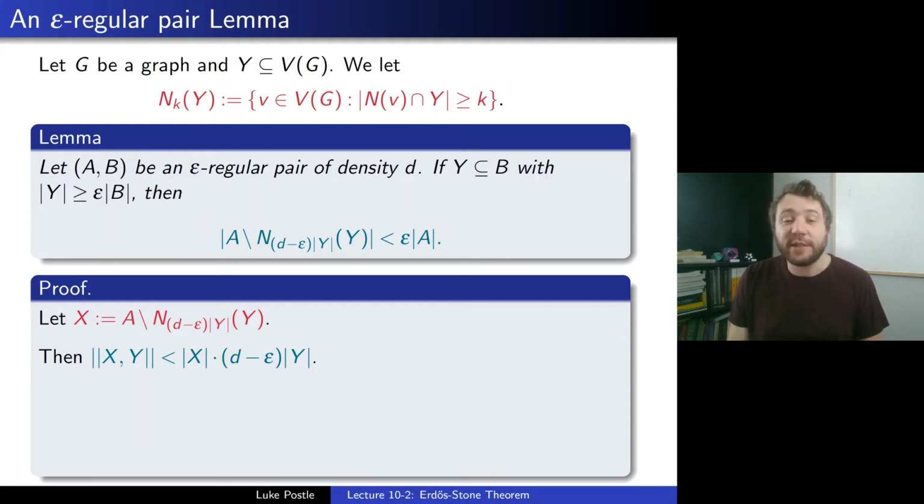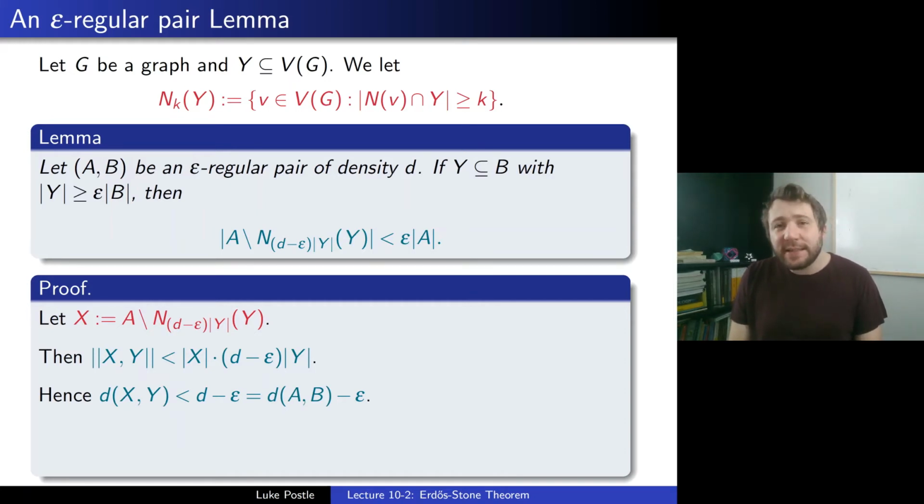That was the definition there. So that means the number of edges between X and Y, this double bracket XY, is less than X times d minus epsilon Y. Now, if you divide through by X and Y, the sizes there, that becomes d of XY, the density. So that would tell you the density of XY is strictly smaller than d minus epsilon, and d by definition was d of AB. So d of XY would be smaller than d of AB minus epsilon.